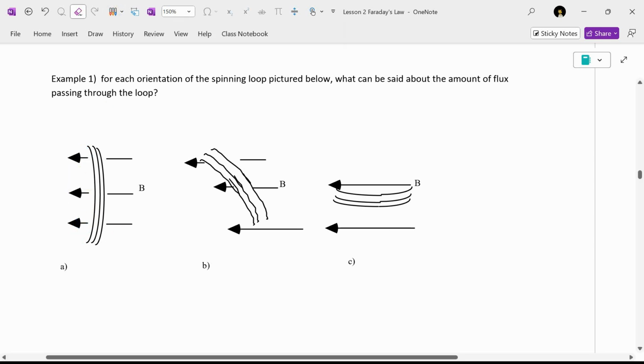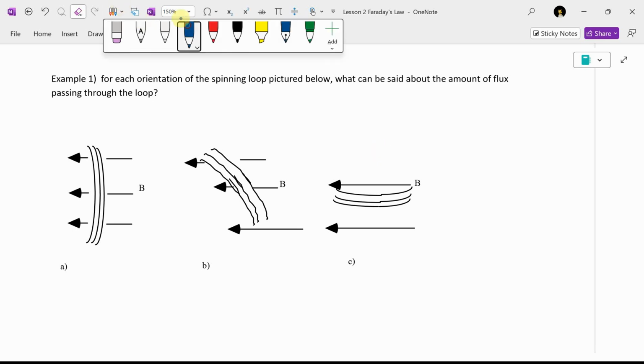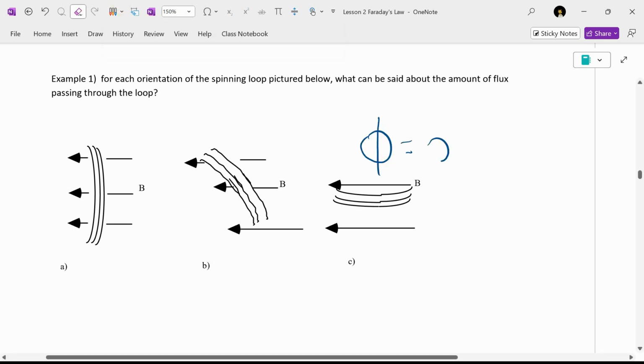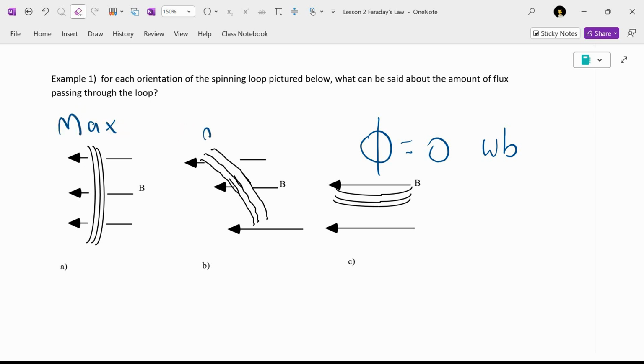Which of these has no flux because the area is parallel to the magnetic field lines? Which of these has no flux? Which of these would have the maximum flux? And this would be medium flux.